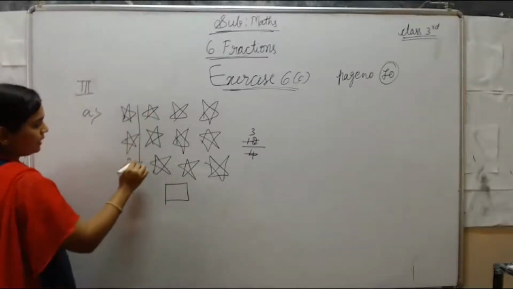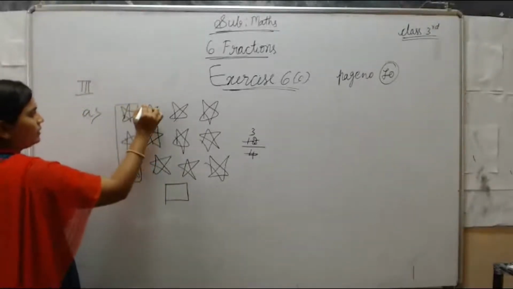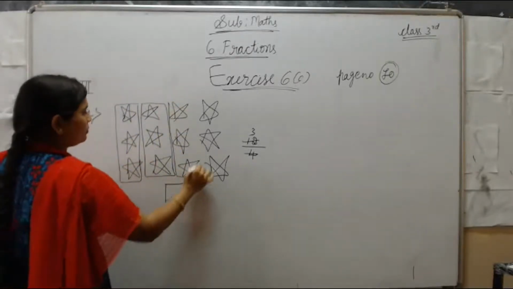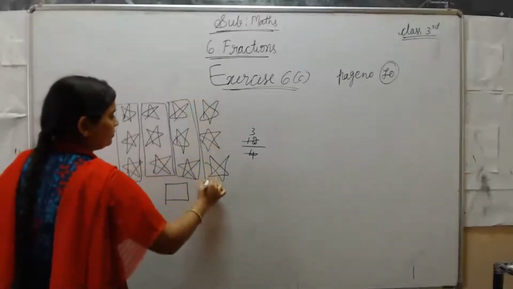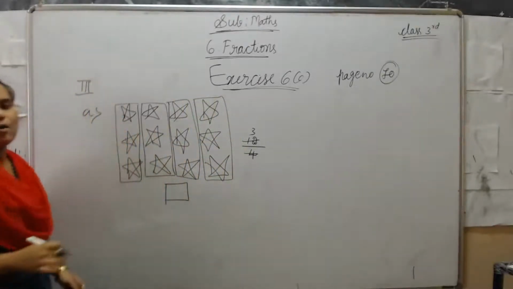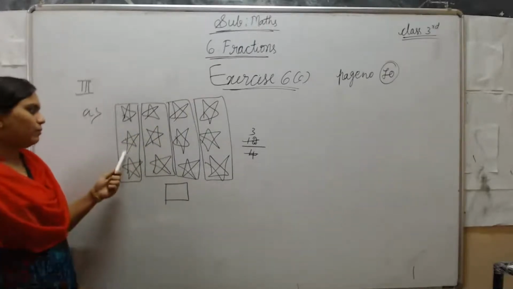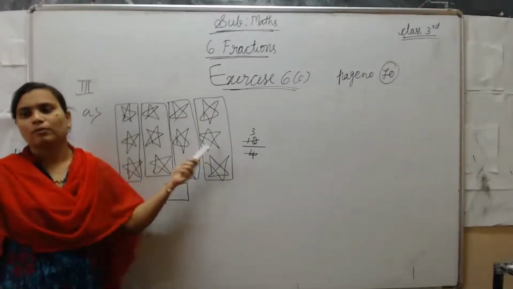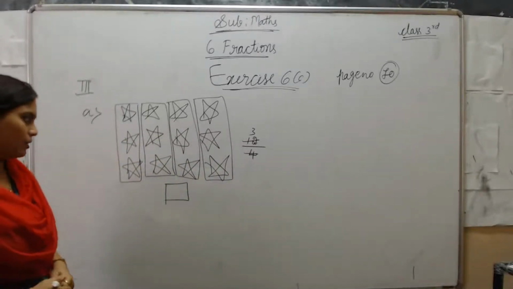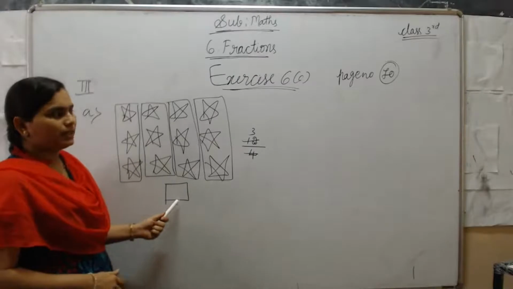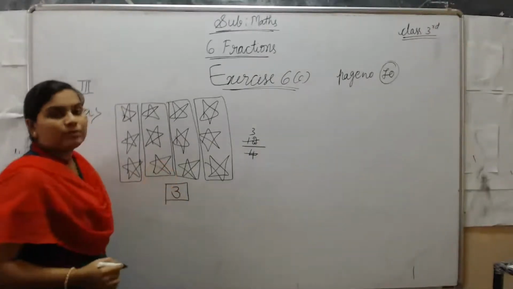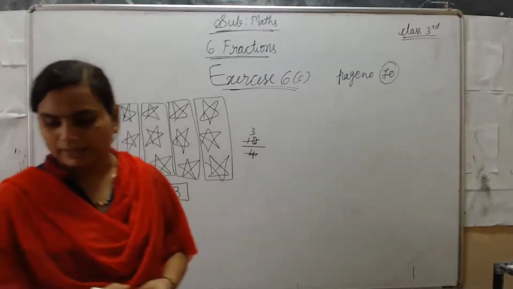1, 2, 3. Here 1, 2, 3. 1, 2, 3, 4. How many parts are we divided into? 1, 2, 3, 4 parts we divided these objects. So, how many objects will we get in each part? That is 3.